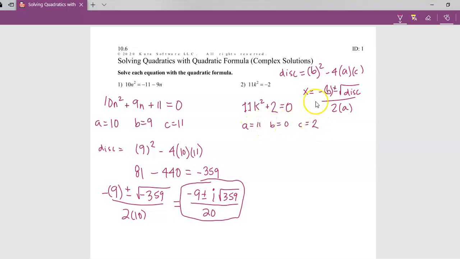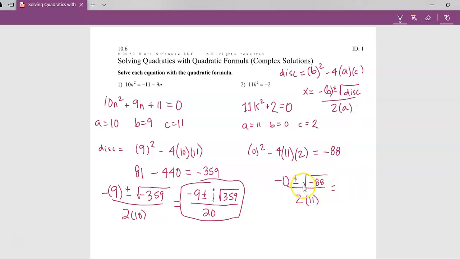So to find the discriminant, b squared would be 0 squared minus 4 times a times c. So 0 squared minus 44 times 2. So this would be negative 88, my discriminant. And I will go ahead and put that in the bigger formula here. So negative b would be negative 0, plus or minus the square root of negative 88, all over 2 times 11.